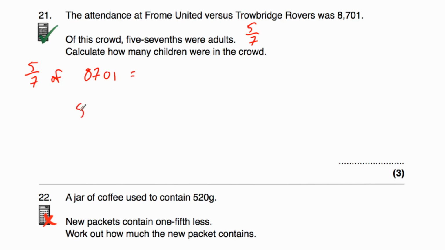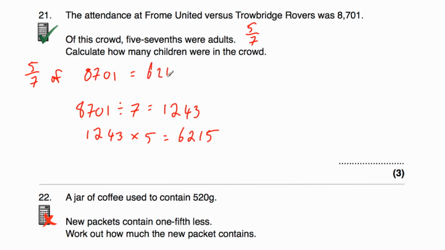So that's equal to 8,701 divided by 7, which is equal to 1,243. So that's a seventh of 8,701. Now we're going to multiply by 5. We need to multiply by the top. So 1,243 multiplied by 5, and whenever we multiply that by 5, we get an answer of 6,215. So the 6,215 adults, that's how many adults there are in the crowd.